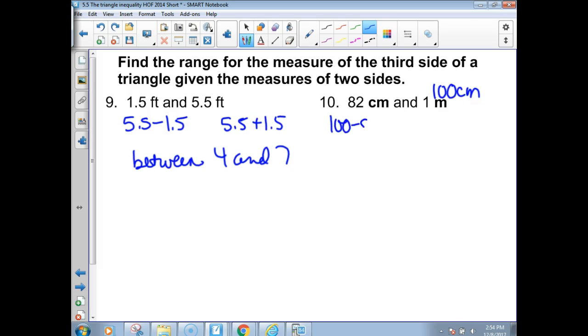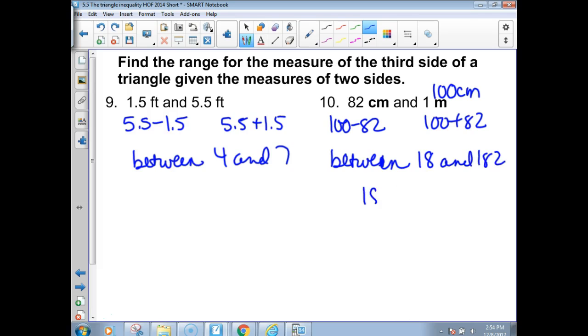We go 100 minus 82 and 100 plus 82, and we get the range between, is that 18? 18 and 182. Now, I'm used to seeing it written 18 is less than x is less than 182. So I'm thinking if it were a standardized test, you'd need to recognize it as an inequality.